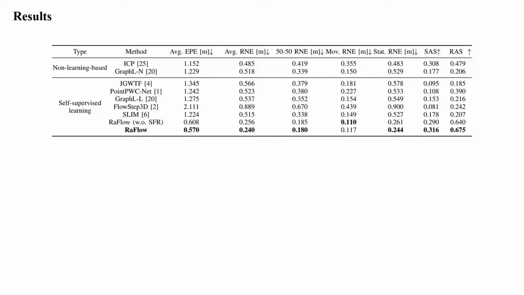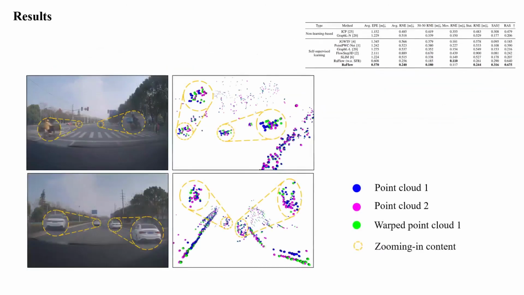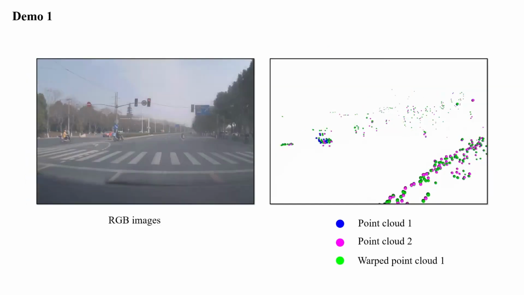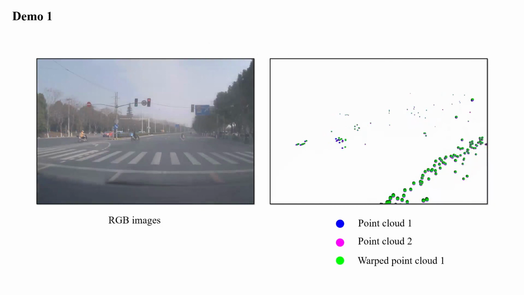We compare our proposed RaFlow with 7 baseline methods on the test set. As a result, RaFlow achieves the best performance on all metrics. Qualitative results show RaFlow can correctly estimate the flow vectors of both static and moving points. Here are some demos showing our qualitative results.